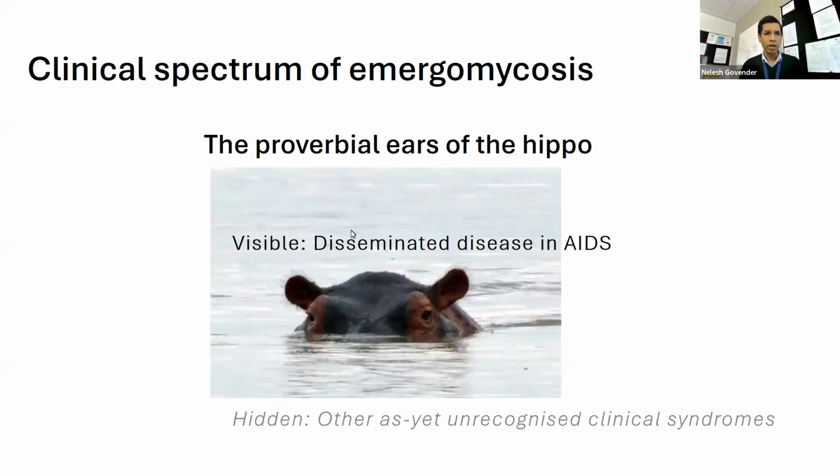And so just to make the point that the clinical spectrum of emergomycosis really reflects, I think, the tip of the iceberg, or from an African point of view, the proverbial ears of the hippo. What is visible above the water is really disseminated disease in AIDS. And of course, that's a very dramatic presentation. Particularly with the skin lesions, people know to recognize that syndrome, and so cases are diagnosed.